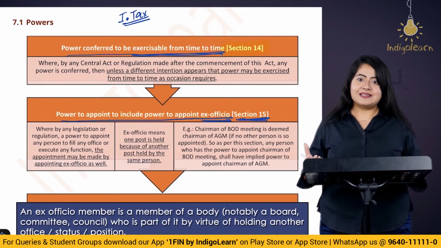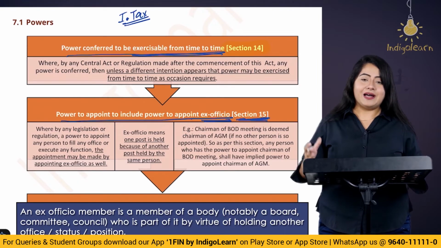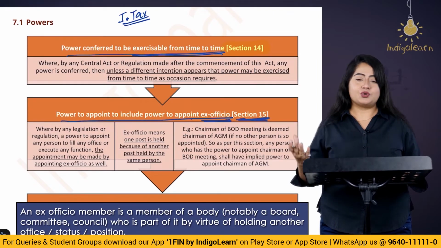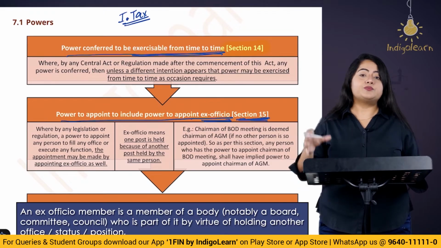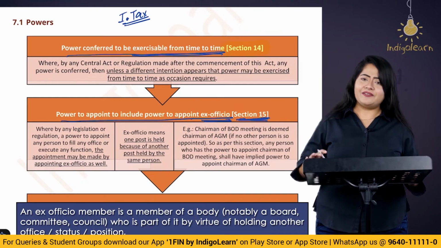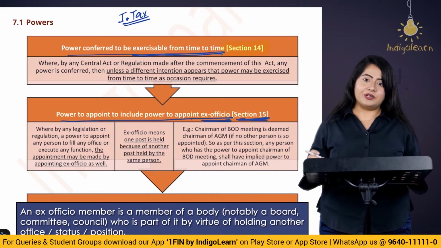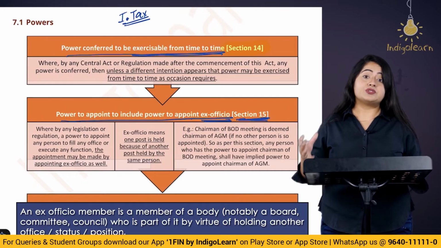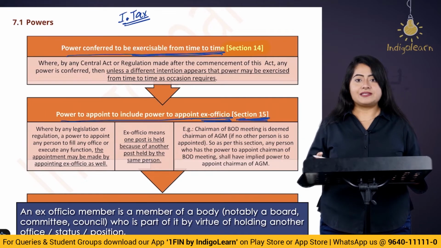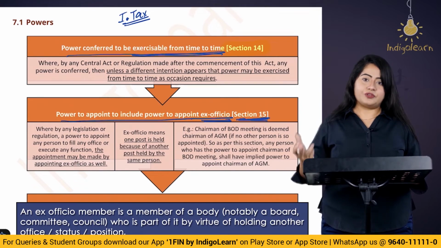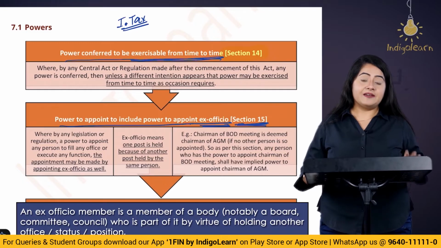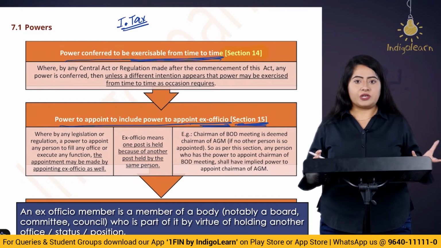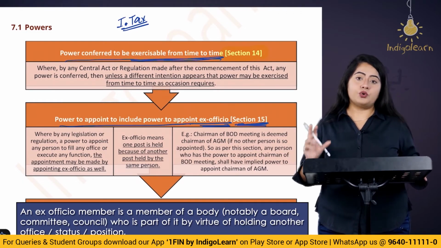Now, when we say ex, we generally think it is past. But ex officio does not mean some past officio. Ex officio basically means a person who is appointed because of his position in the organization, even if that person is not exactly qualified. If that person is holding a position in that organization, then that person is called ex officio. So whenever in a statute specifically the power to appoint is given, then appointment can be done of a person who is qualified, or it can be an ex officio who can be appointed.